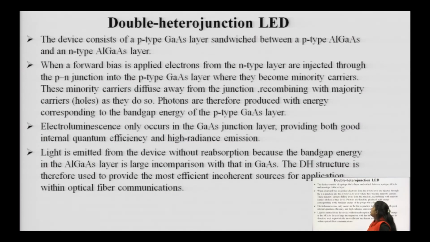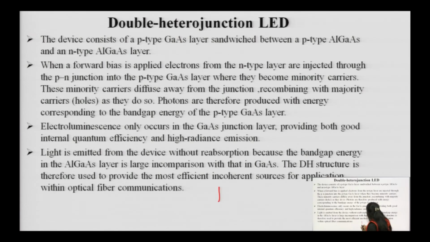Now, double heterojunction LED. Till now we have discussed the homojunction LED. Homojunction LED means the P and N type semiconductors which exist in the LED are made up of the same material, but heterojunction LED means there exists another material in between the P and N type of the same material. So, what is happening here?